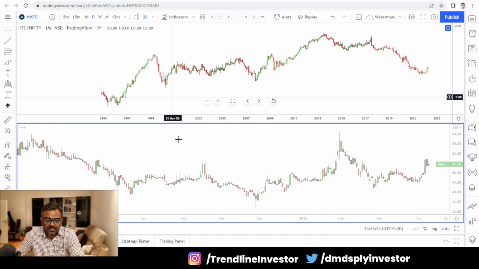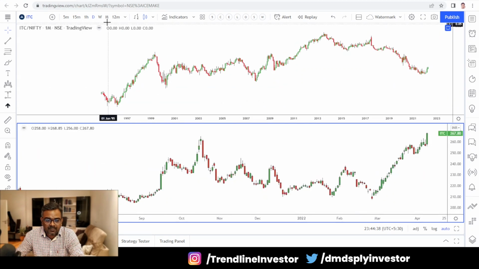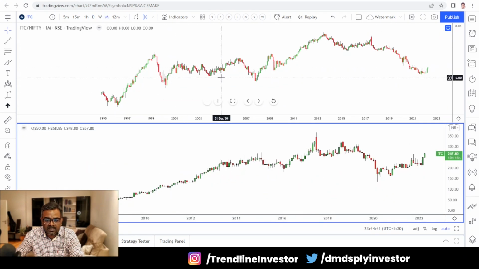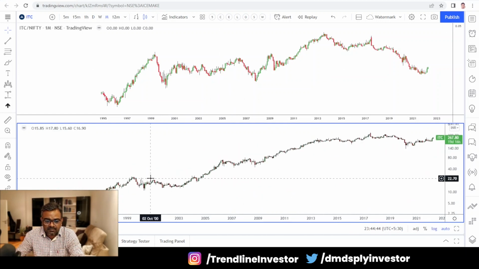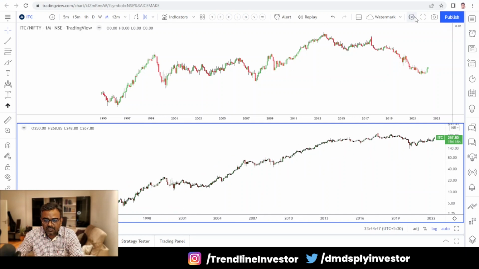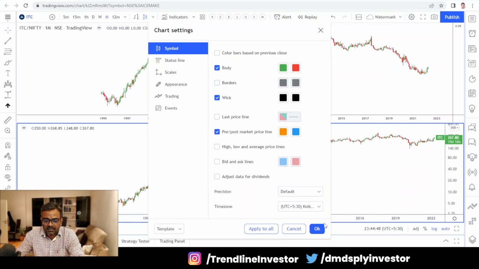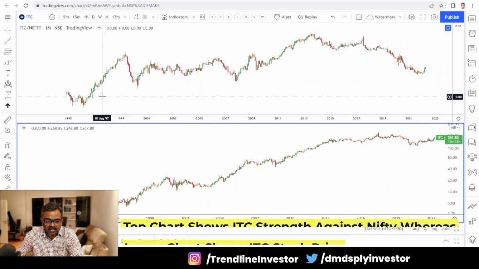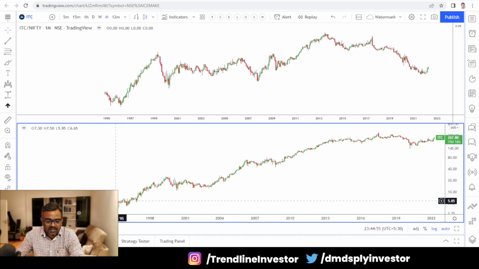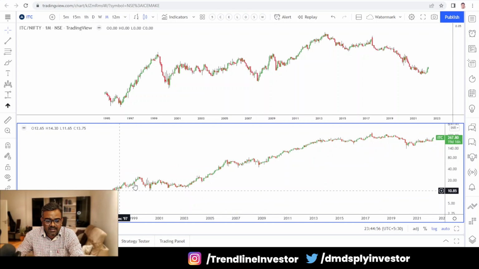So I'm going to plot ITC here and I'm going to get the monthly time frame. Now I have both here, so I'm just going to keep this. I'm going to plot everything in the same color, so it's much easier to understand. So if you see, this is since listing. Whenever you see ITC going up, this is also going up.